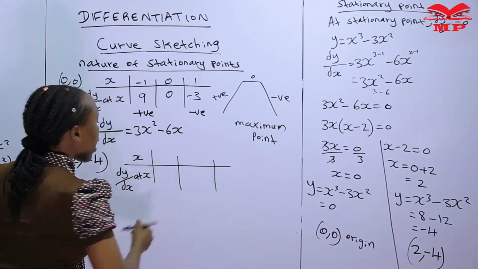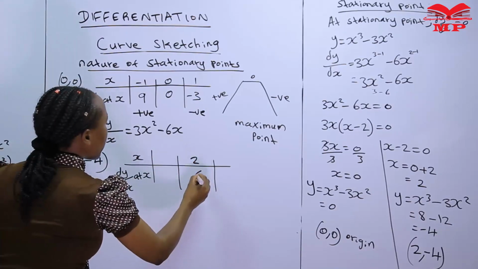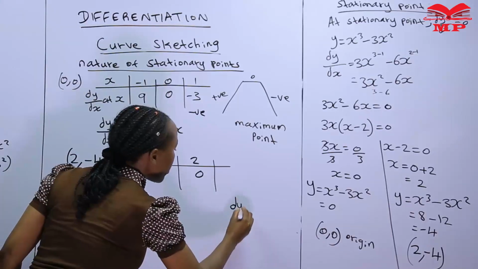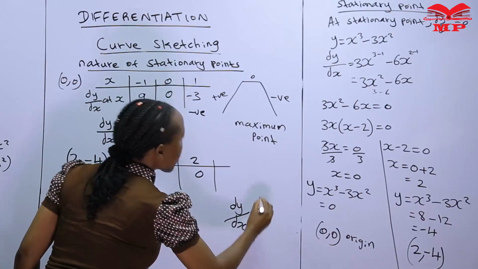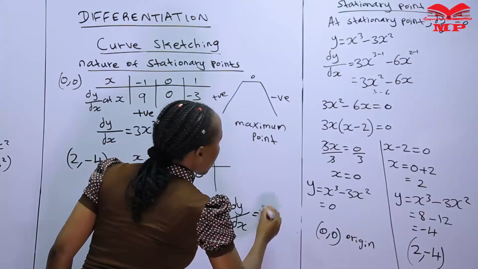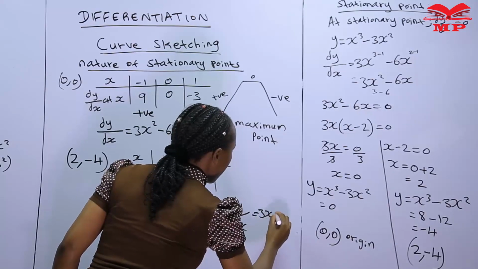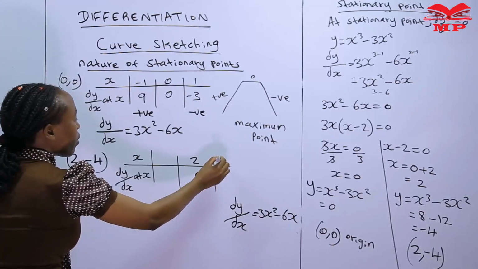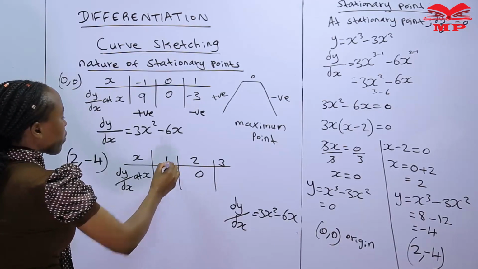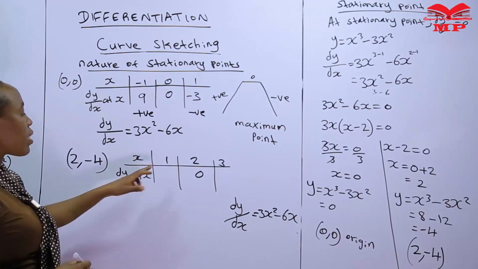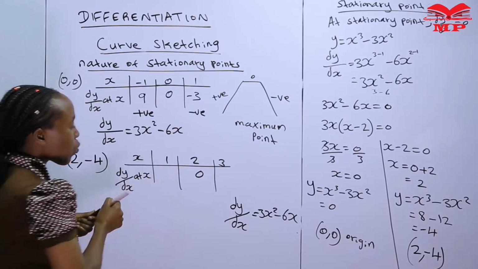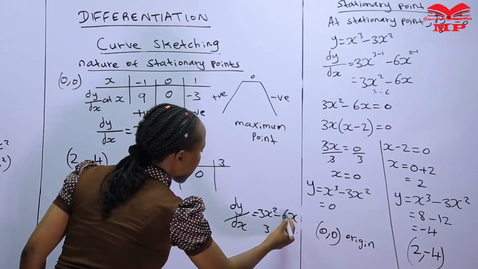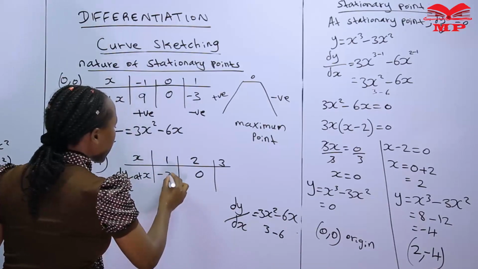So at the mean row we have the point 2 where the gradient is 0. So we get the other gradient here, and we know that dy/dx is equal to 3x squared minus 6x. So we get a point towards the right, we have 3, towards the left we have 1. So we come and get the gradient when x is 1. So we are going to have here 3 minus 1 times 6 is 6. So we have negative 3.